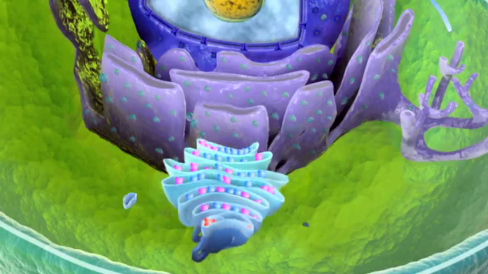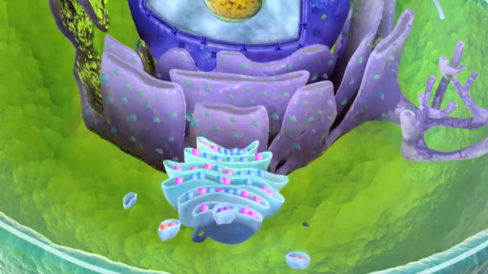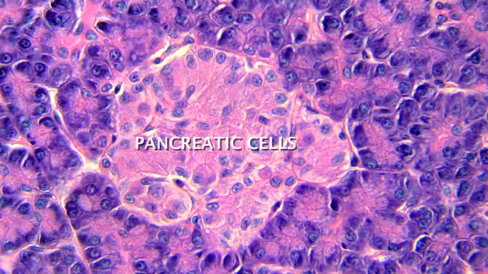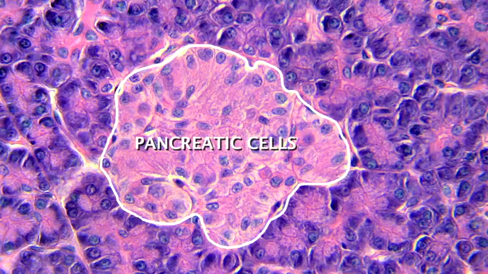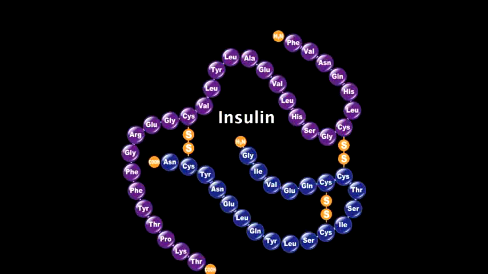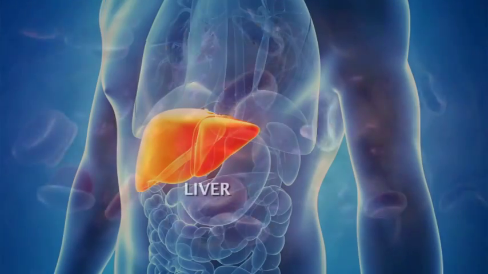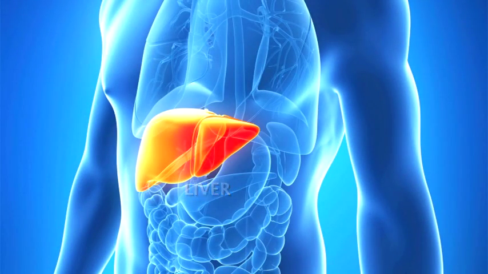A good example of such export activity takes place in the human pancreas, where the Golgi apparatus in these cells plays a key role in processing, packaging, and transporting the hormone insulin, which is a very small protein or polypeptide. Insulin must be exported out of these cells so it can enter the bloodstream in order to reach the liver, where it regulates carbohydrate and fat metabolism.